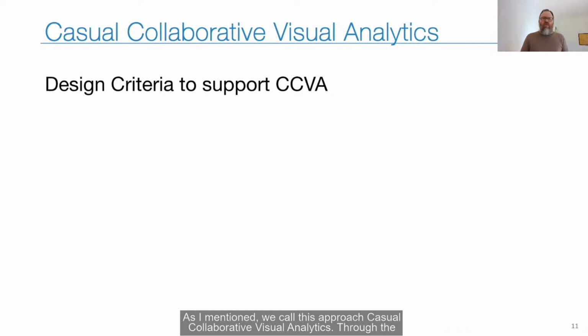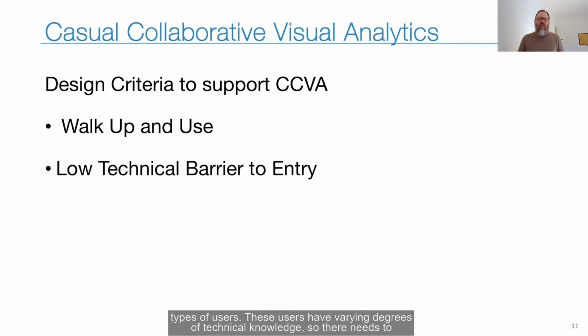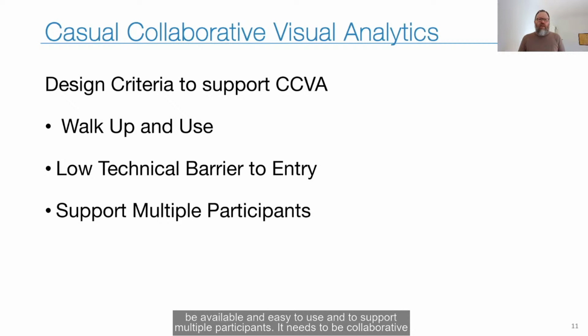So as I mentioned, we call this approach casual collaborative visual analytics, which through the workshop and interviews, we developed 4 design criteria to support this. The first one is to create a walk-up and use system that's accessible to a variety of different types of users, with varying degrees of technical knowledge. So there needs to be a low barrier of entry to make it easy for those users to use the system. So it needs to be available and easy to use, and support multiple participants.